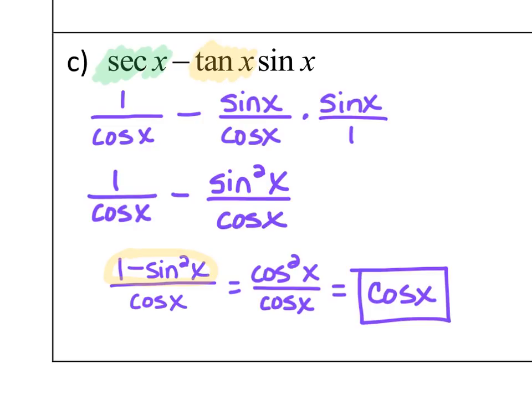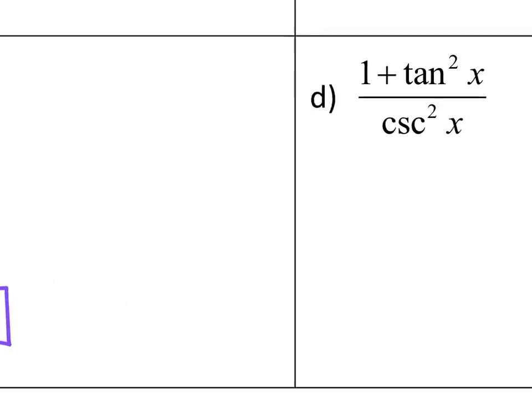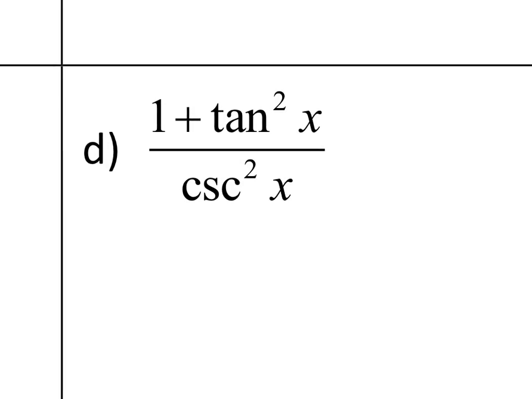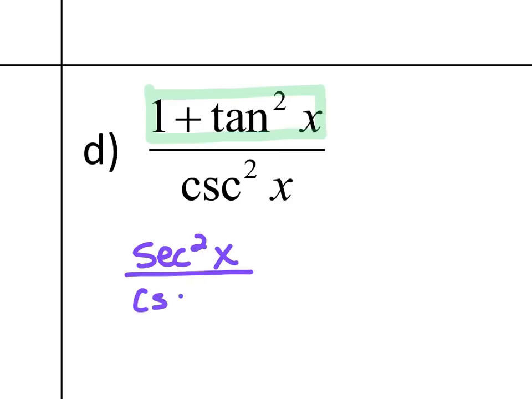And in this last problem, I notice that I have one of the Pythagorean identities, and although the addition is reversed from how you're given the identity on your formula sheet, 1 plus tangent squared of x and tangent squared of x plus 1 are both the same thing, and they both equal secant squared of x. So now I have secant squared of x over cosecant squared of x.